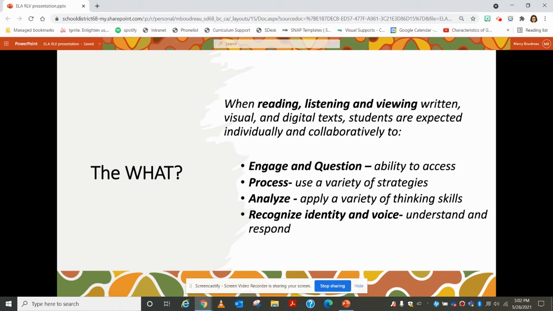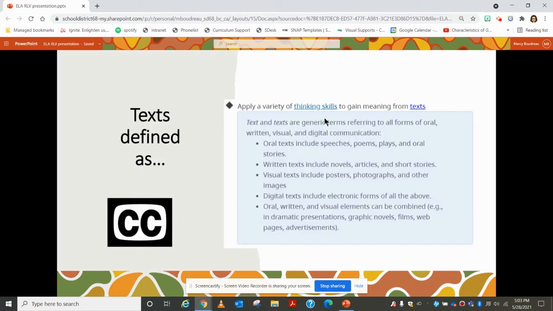When we take a deeper look into the curriculum, you may notice that there are critical skills within reading, listening, and viewing that are important: engage and question, process, analyze, recognize identity, and voice. The complexity of these skills are explored through content allocated for each grade.